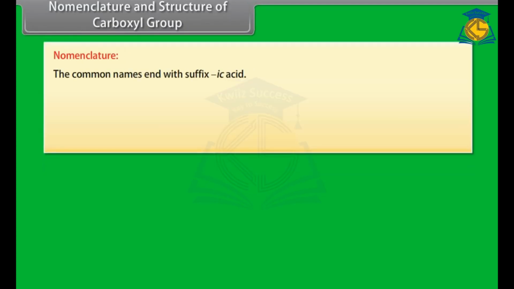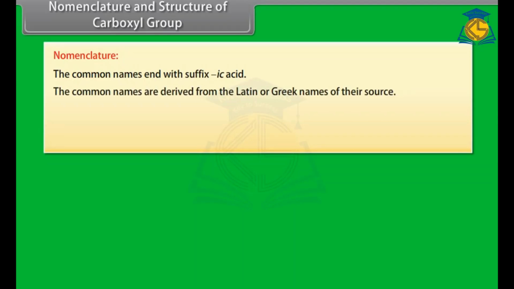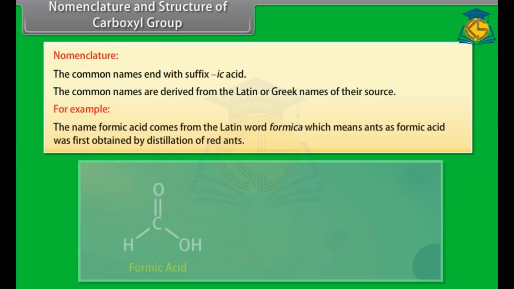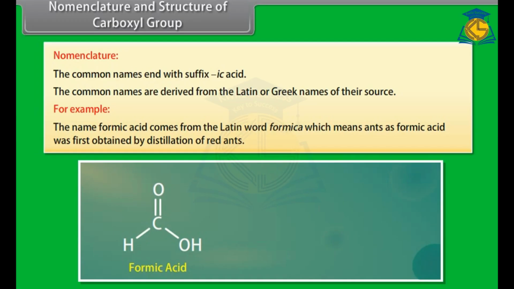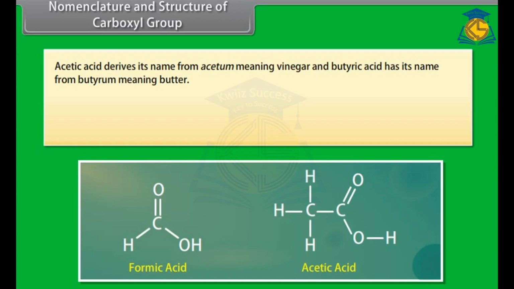Nomenclature. The common names end with the suffix ic acid. The common names are derived from the Latin or Greek names of their source. For example, the name formic acid comes from the Latin word formica, which means ants, as formic acid was first obtained by distillation of red ants. Acetic acid derives its name from acetum, meaning vinegar, and butyric acid has its name from butyrum, meaning butter.